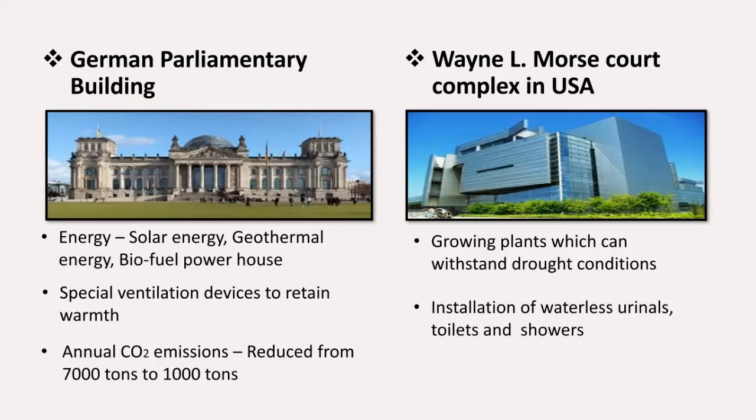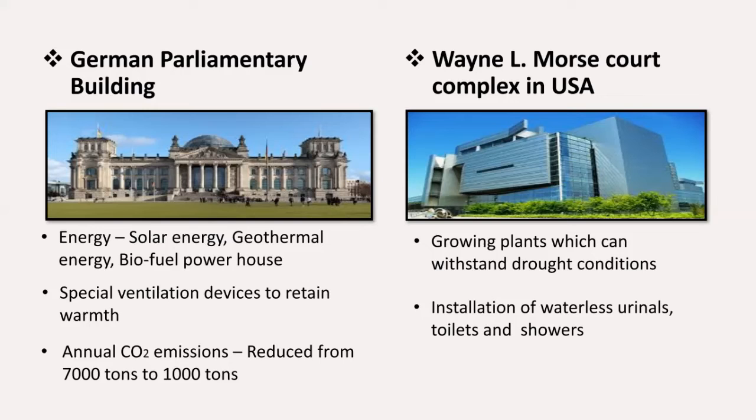The German Parliamentary Building. Energy for this building is obtained from renewable sources such as solar energy and geothermal energy, and also from biofuel powerhouses. In addition, it has special ventilating devices and contrivances to retain warmth. 80% of the total electricity requirement is produced within the building itself. Because of such devices, it has reduced the annual emission of carbon dioxide from 7,000 tons to 1,000 tons.